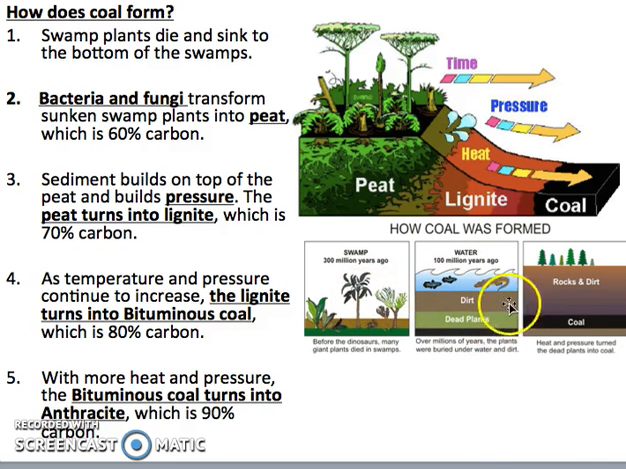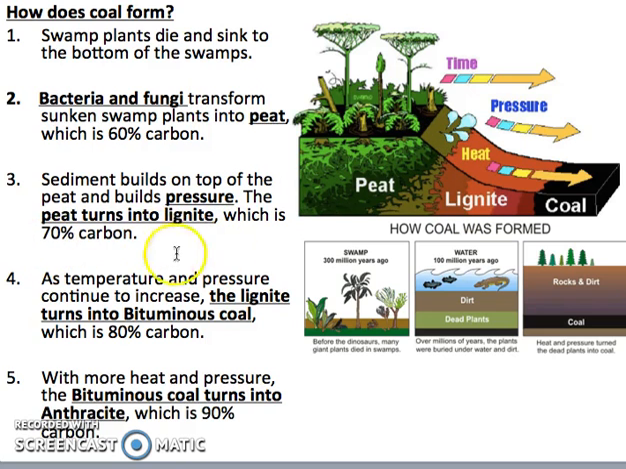Okay, so this diagram shows you the process of how coal was made, and this explanation right here talks about the whole process of how coal was developed. Bacteria and fungi will transform the plants into peat first. Peat has 60% carbon, and then as you increase the sediment and pressure on top of the peat, it turns into lignite, which is another form of the plants.